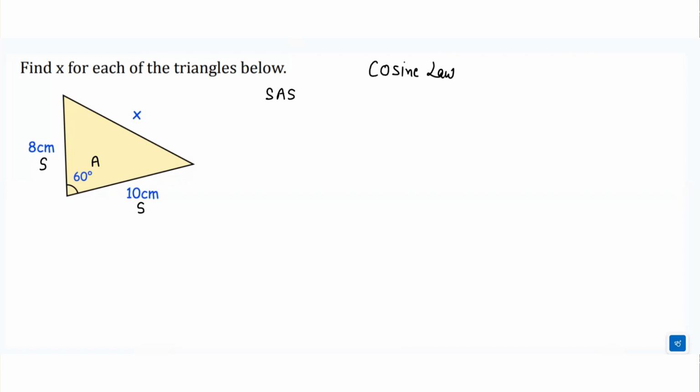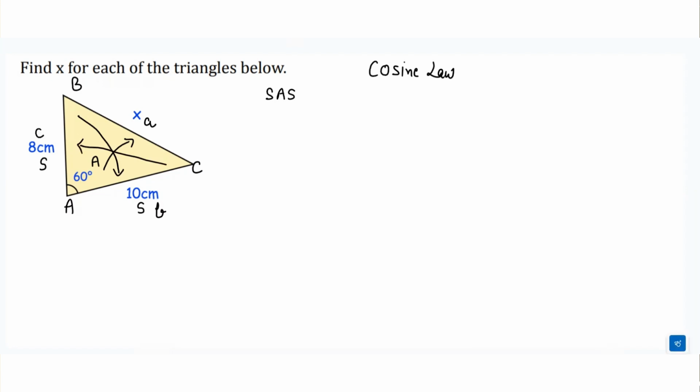Before I explain what the cosine law is, first we will label the triangle A, B, C. These are the angles of the triangle. In front of angle A, this is side A. In front of angle B, we'll take it as side B. In front of angle C, we will take the side as C.